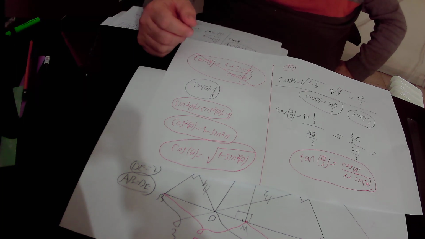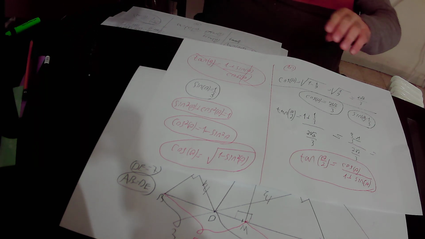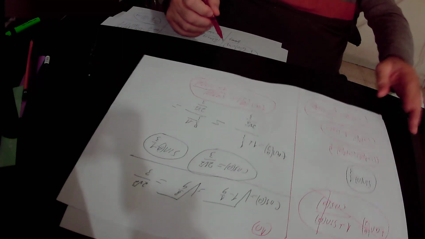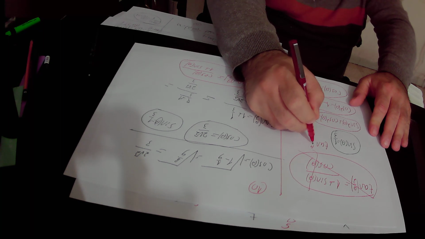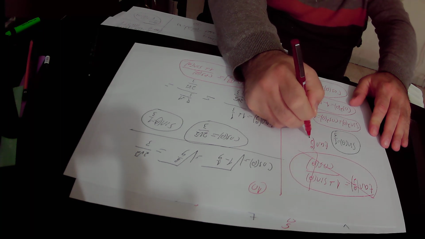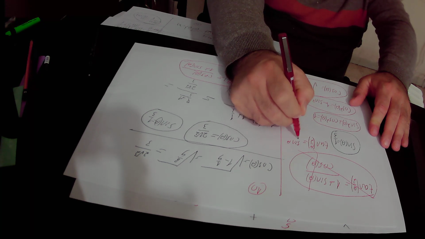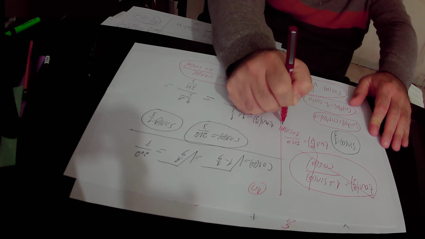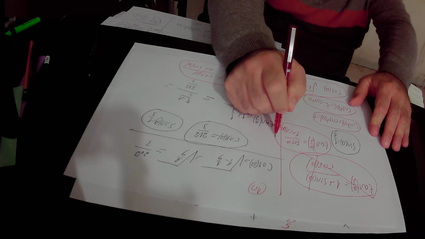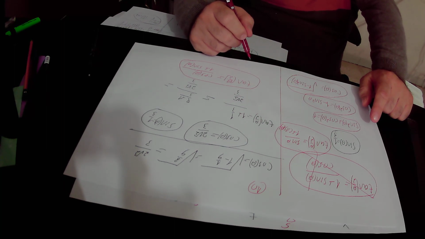We have a trigonometric identity for tangent theta over 2. The trigonometric identity states that tangent theta over 2 is equal to sine theta over 1 plus cosine theta, and we have already found out that sine theta equals 1 over 3. What is the value of cosine theta?